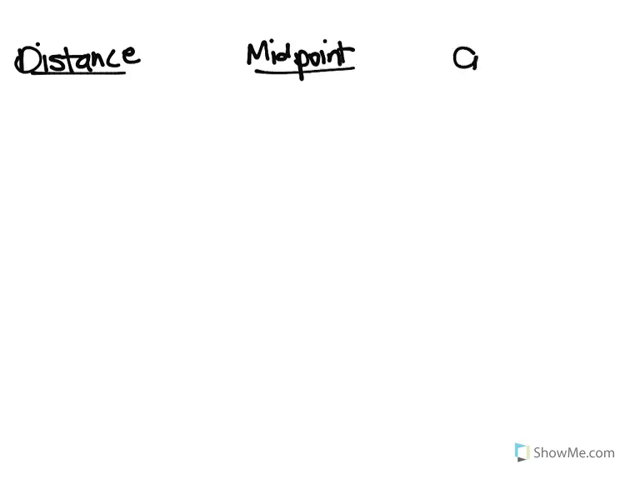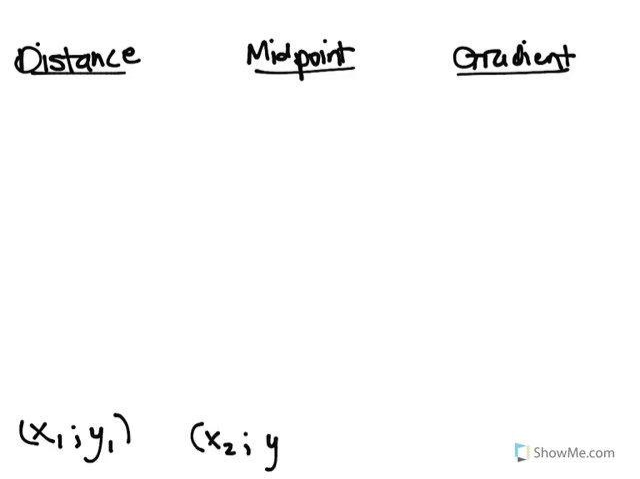So we've learned about three very important measurements in analytical geometry, namely distance, midpoint, and the gradient of a line. So say we have 2 points, coordinates x1, y1, and x2, y2.